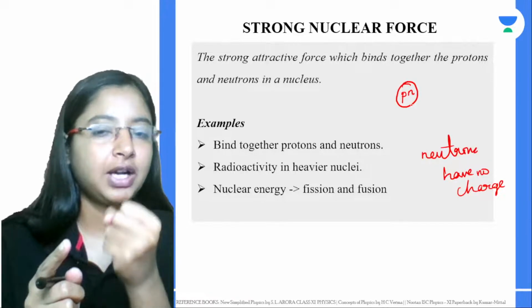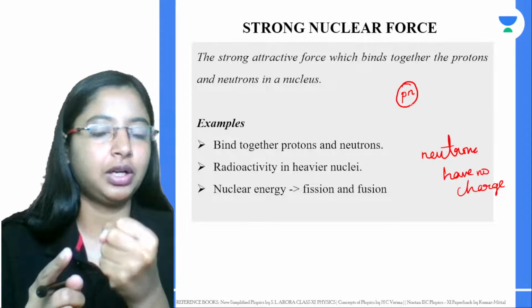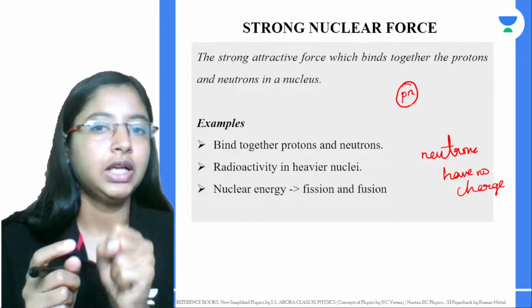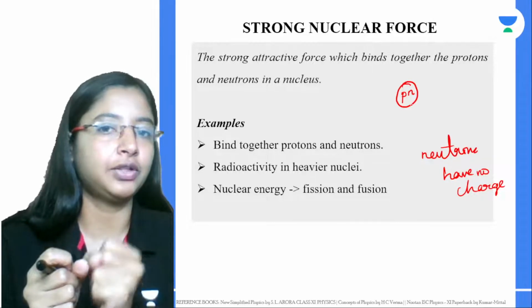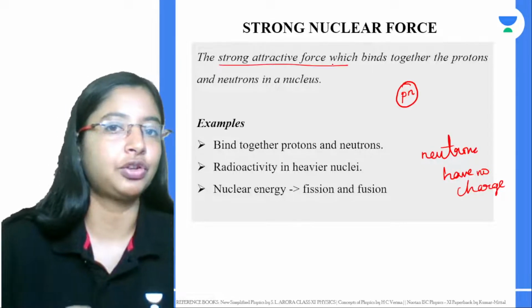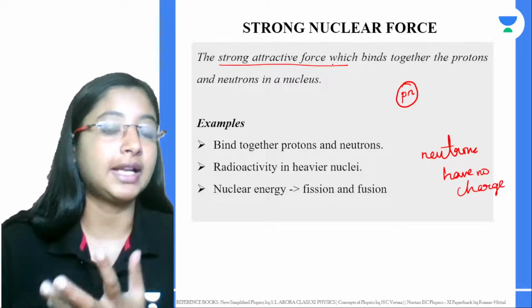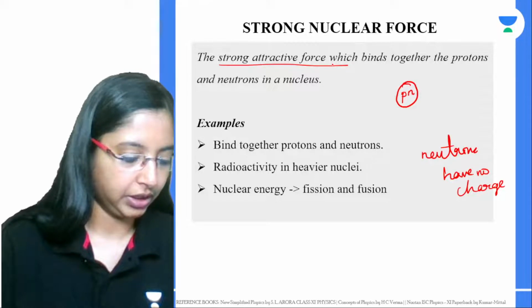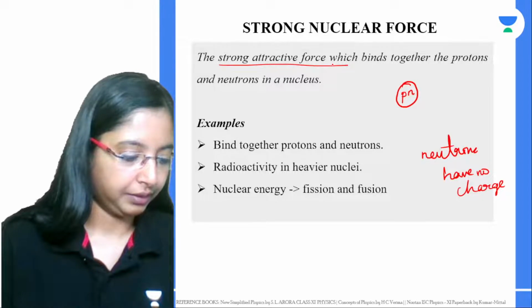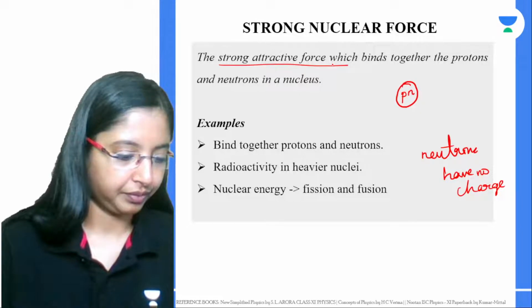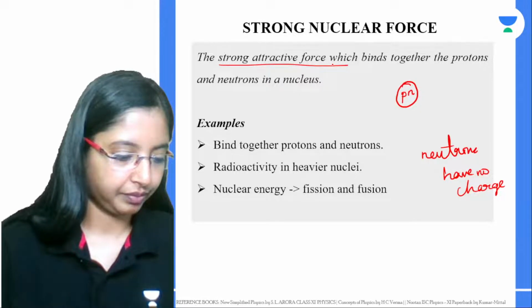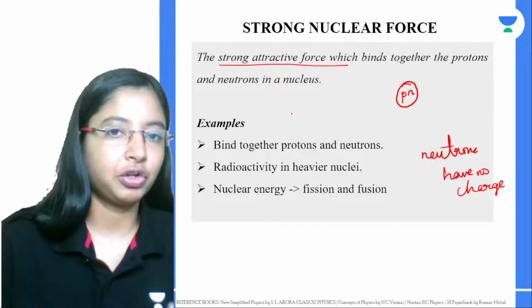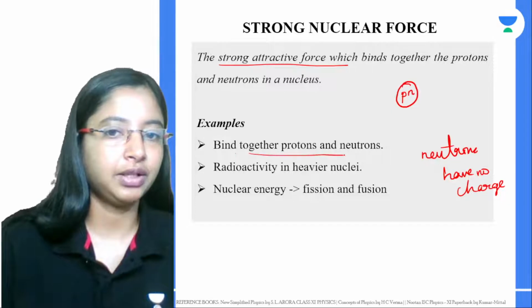Though these are positive charges, the force which is basically keeping your protons and neutrons bound inside the nucleus of an atom is the strong nuclear force, and it's a strong attractive force also, because it's binding all the objects and keeping them together. This strong nuclear force is seen to bind together protons and neutrons.